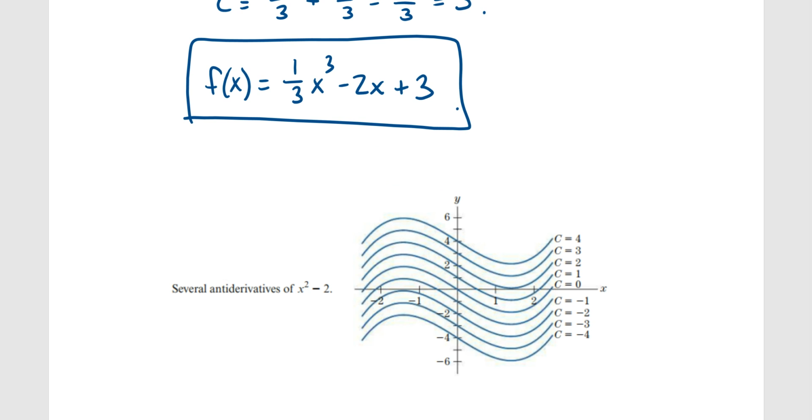And here are a couple antiderivatives of x squared minus 2. And you can see that they all have the same slope at each point. They're all written here with different c values. So they're all just vertical shifts of each other when we give them different values of c. So the one that we wanted for this particular one was c equals 3. So that one was our answer here.